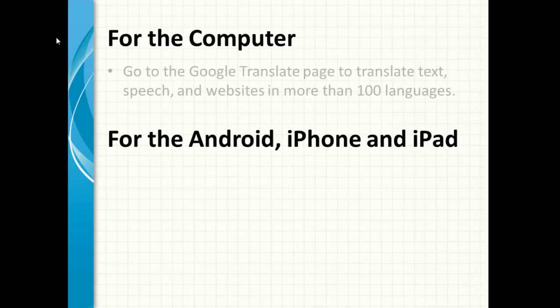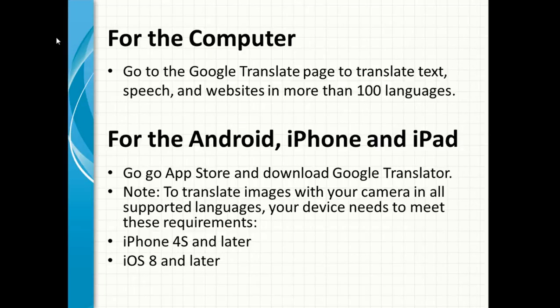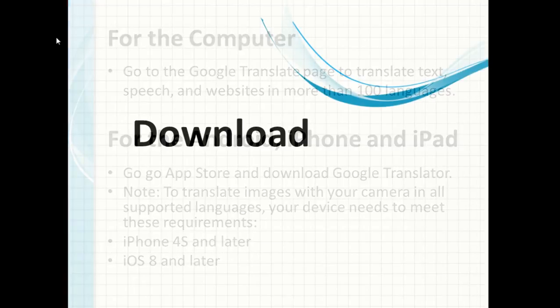It's for the computer. Go to the Google Translate page to translate text, speech, and websites in more than 100 languages. It's for the Android, iPhone, or iPad. Go to the App Store and download Google Translator. To translate images with your camera in all supported languages, your device must meet certain requirements. It must be an iPhone 4S or later, or an iOS 8 or later.